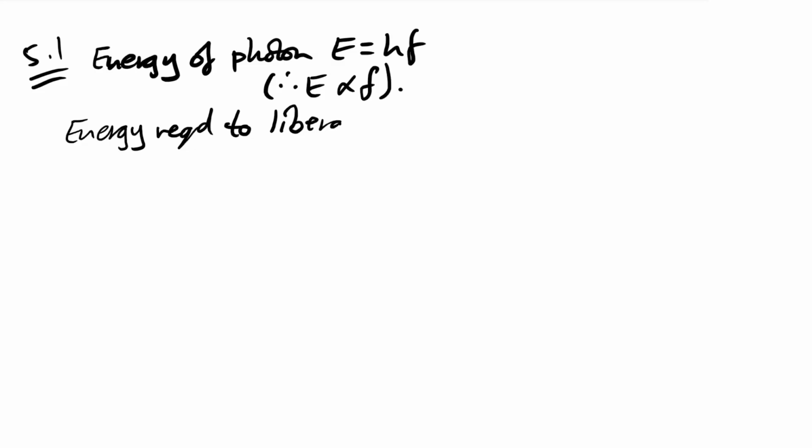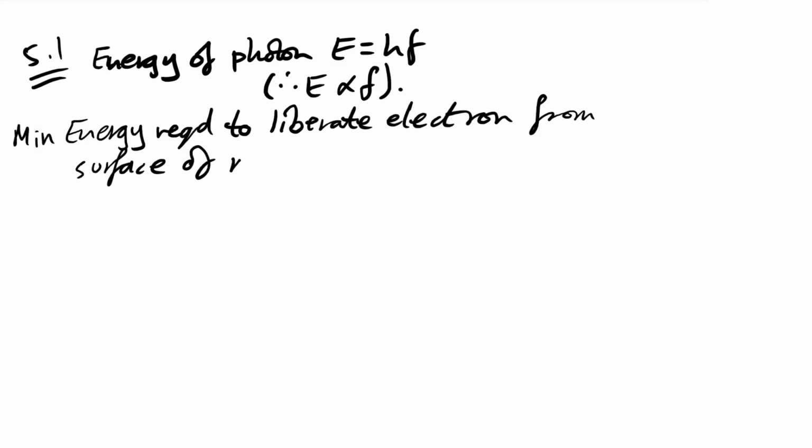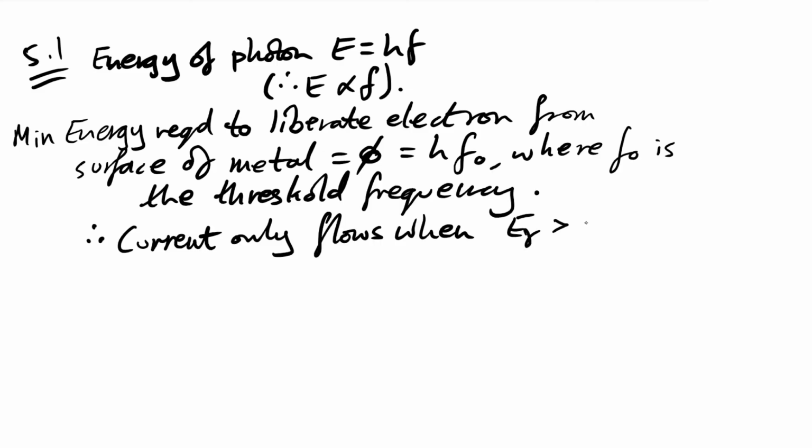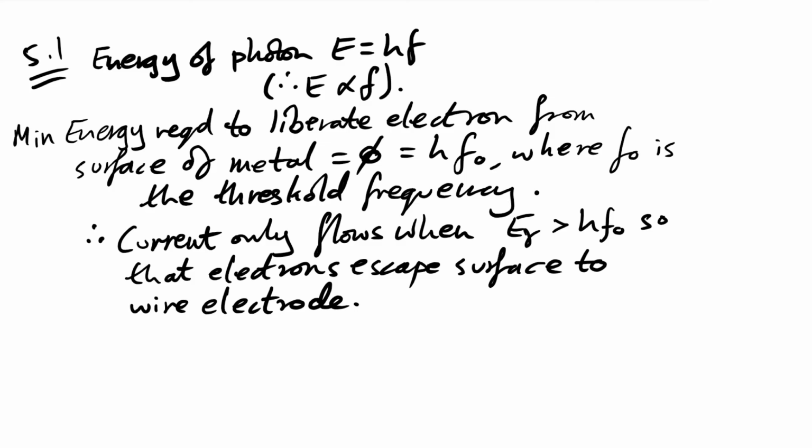We can say that the energy required, or rather the minimum energy required to liberate an electron from the surface of a metal, is what we call the work function. We give that the symbol phi, and that's equal to hf0, where f0 is the threshold frequency. Current only flows when the energy of a photon, E gamma I can say, is greater than hf0, so that electrons escape the surface to the wire electrode, and current flows.